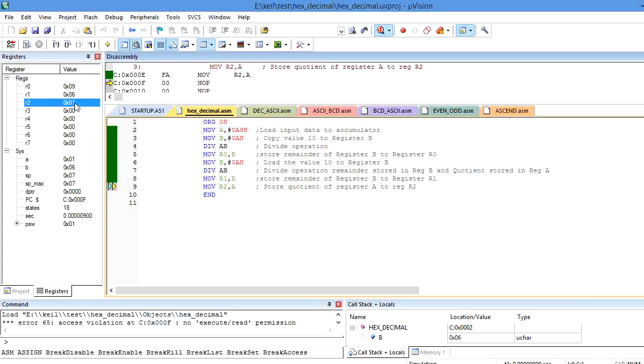So if I take A9H as an example, if you convert A9 to a decimal value, that is equivalent to 169. So that is what we stored in the registers R0, R1 and R2. So this is the program we are going to use to convert the hexa value into a decimal value using an assembly program in the 8051.